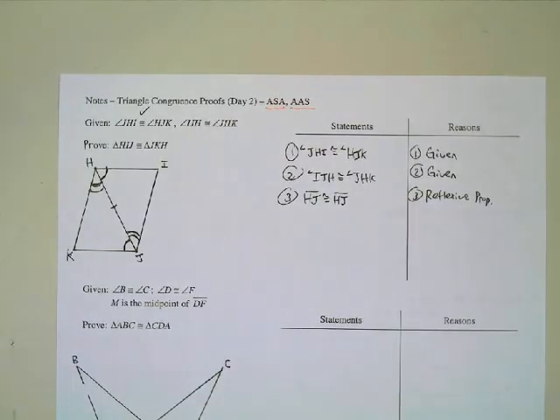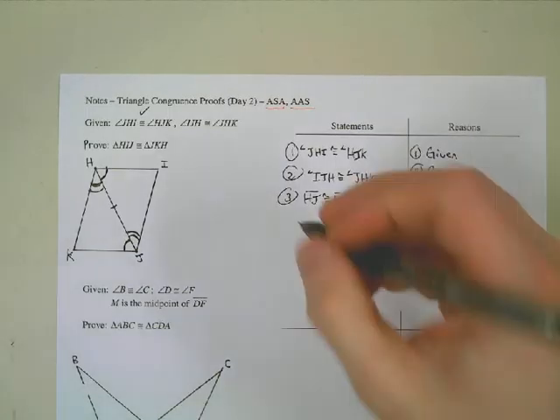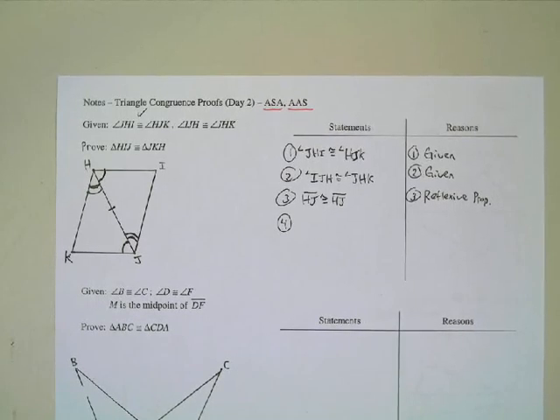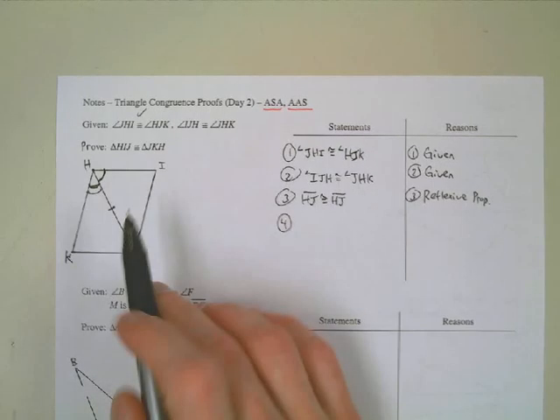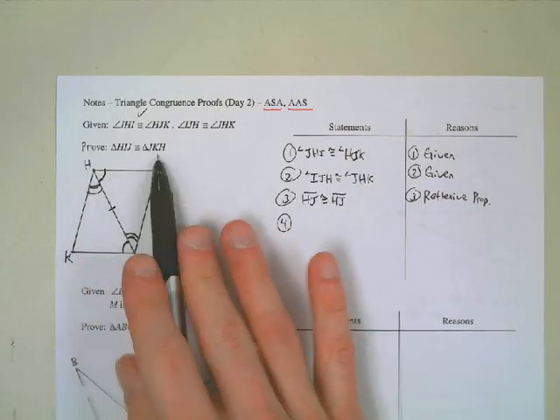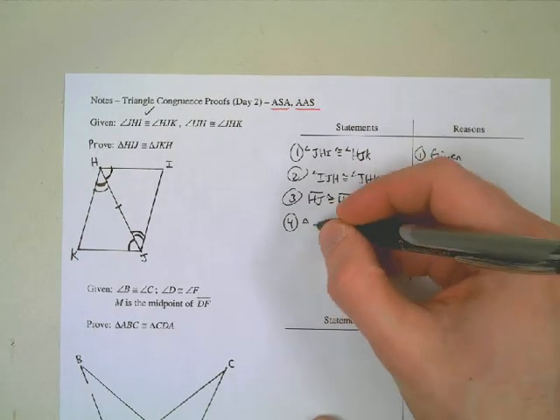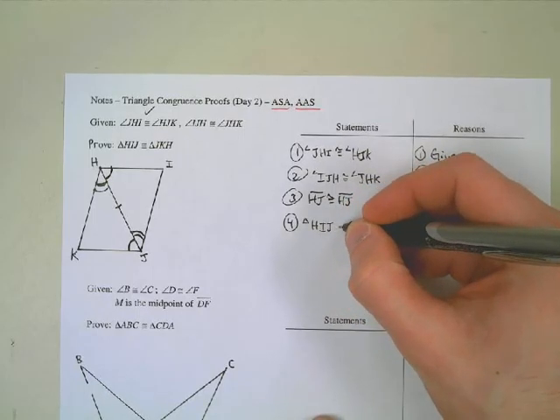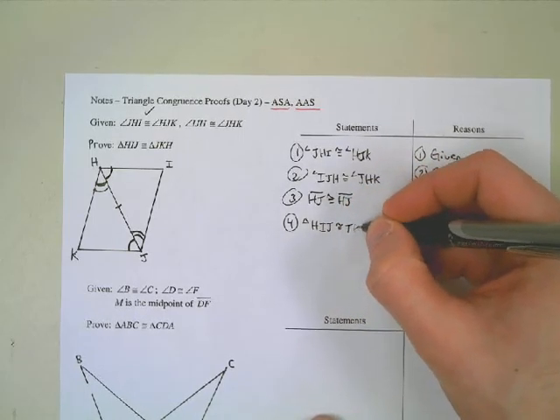Name the two triangles here. Triangle what is congruent to triangle what? It's in what we're trying to prove. So triangle what? HIJ is congruent to what? JKH. Okay. Now, column S, which is it?